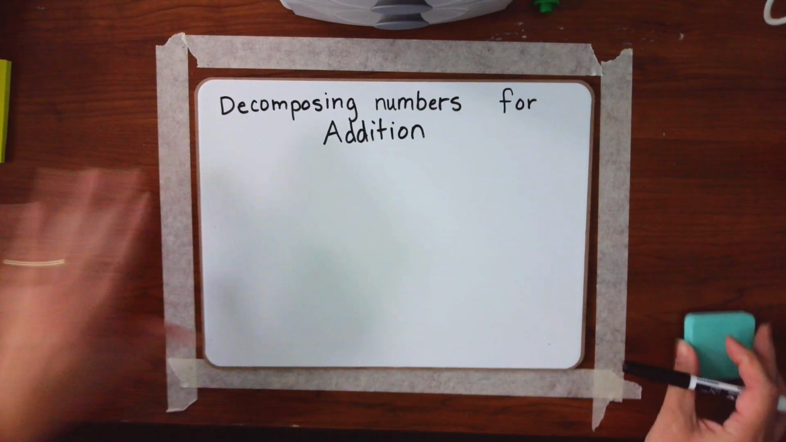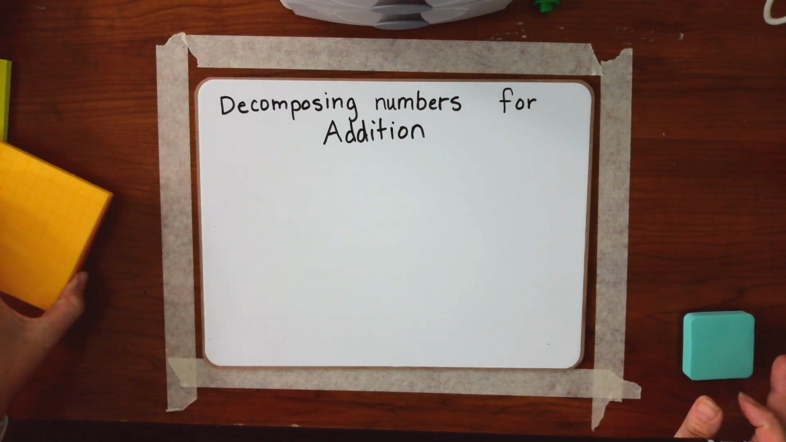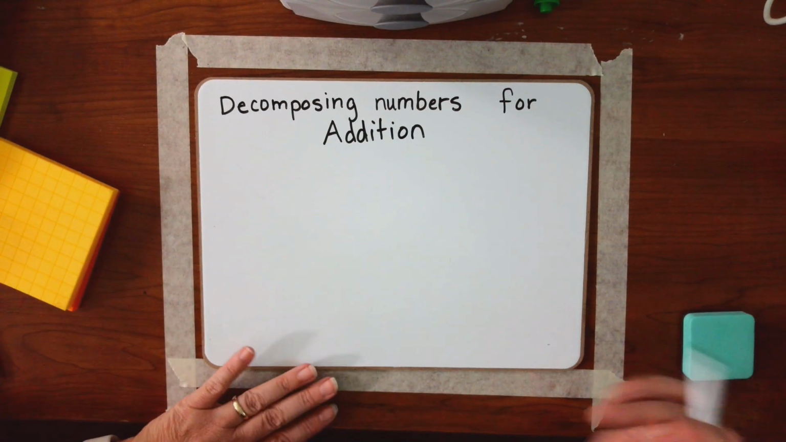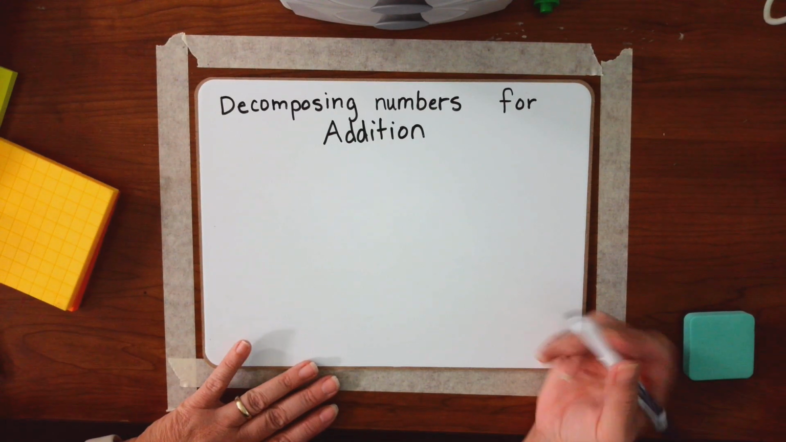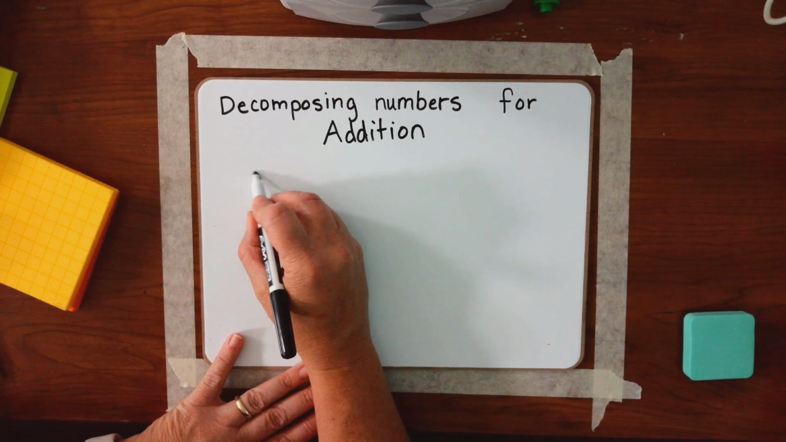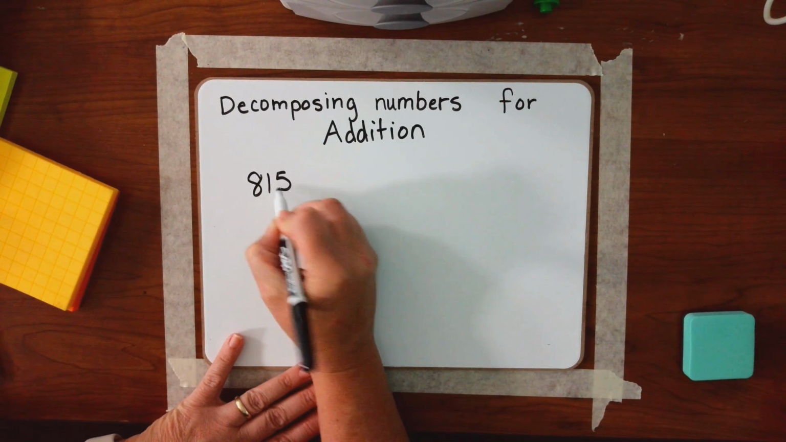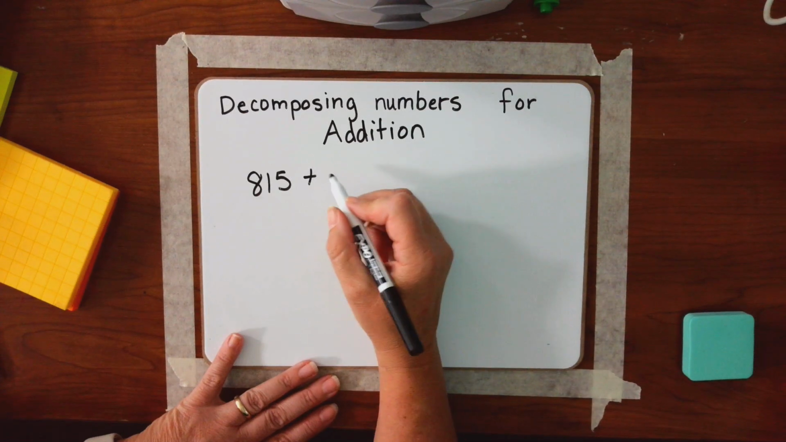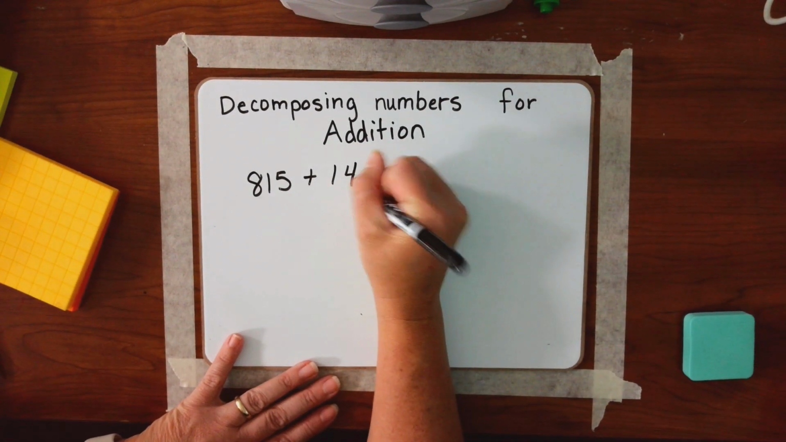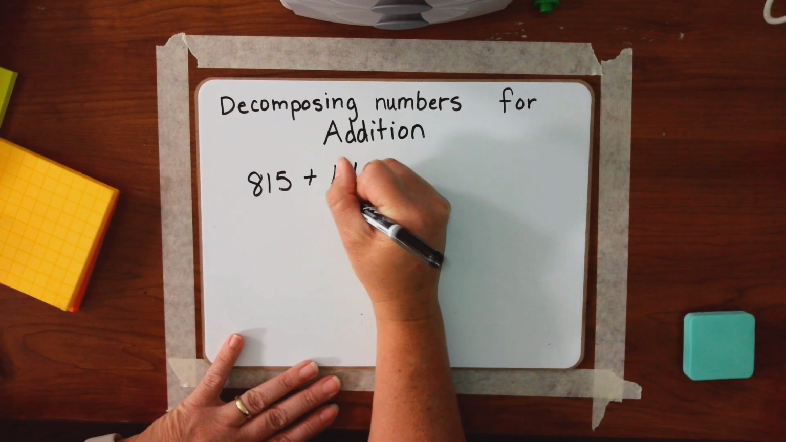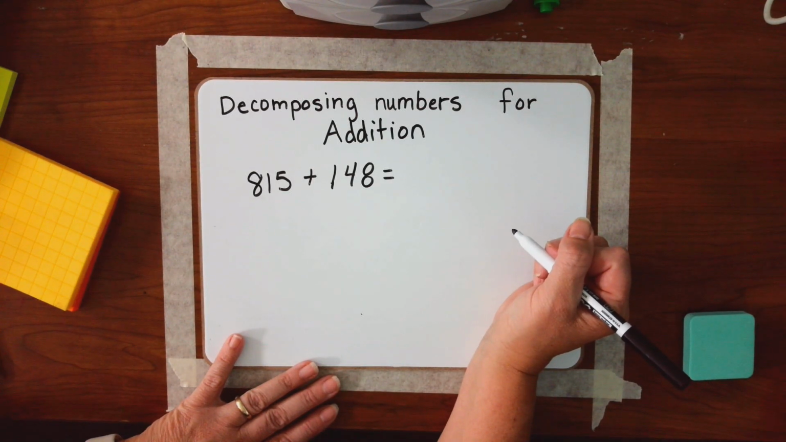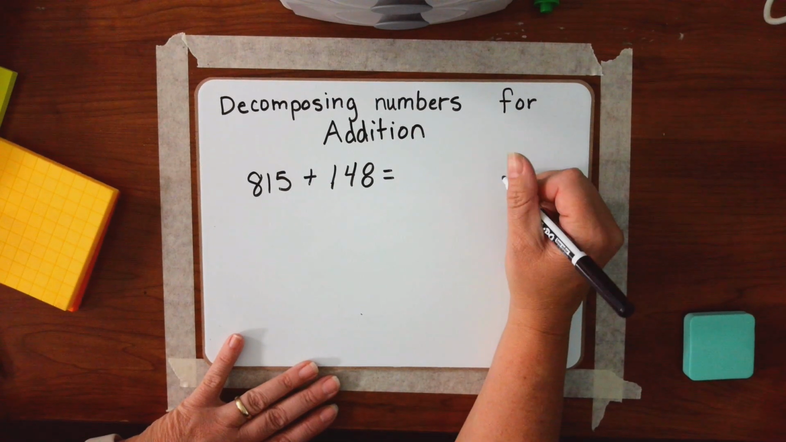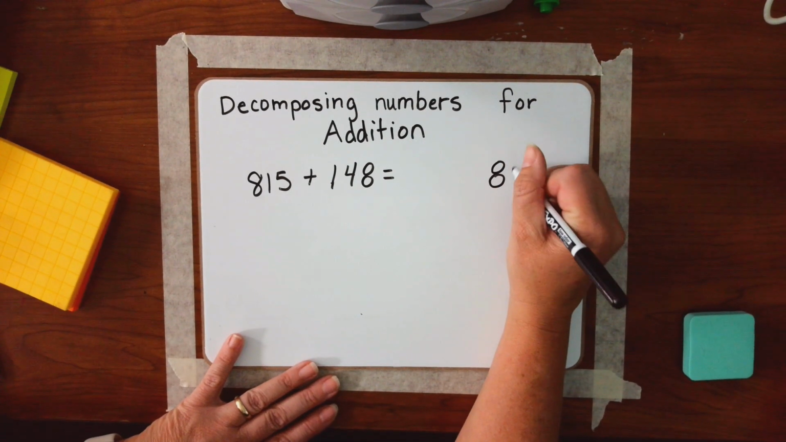Now we've got a lot of vocabulary words that we're working with on this. So let's think about this. How about if we did the number 815 plus 148. Now if we use the partial sums and decomposed it, how could you do it? Now if you wanted to go over here and write it the other way, you could do that too, but I want you to work it out on your paper.